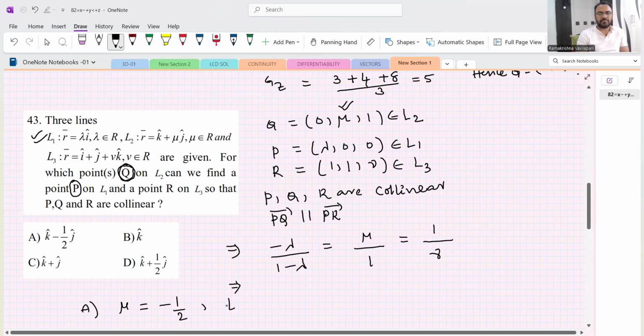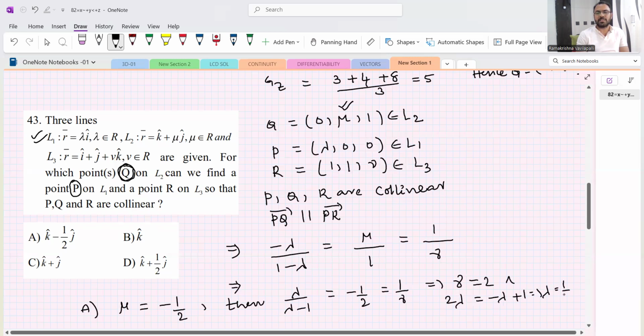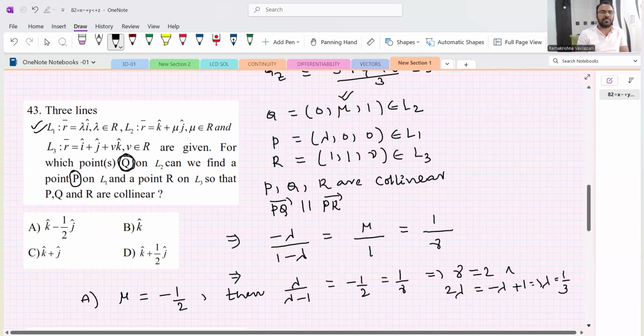Then you will get that lambda by lambda minus 1 is equal to minus 1 by 2, which is equal to 1 by gamma. So we got that gamma is equal to minus 2. And this is 2 lambda, 2 lambda is equal to minus lambda plus 1. So this implies lambda is equal to 1 by 3. So there exist points P and R on L1 and L3. So this option is true.